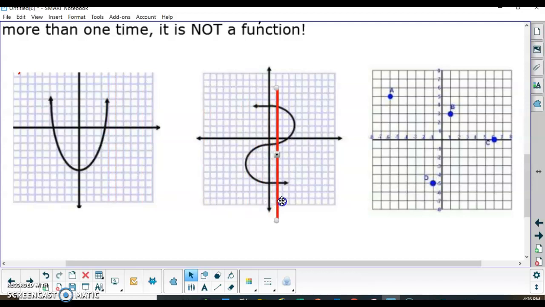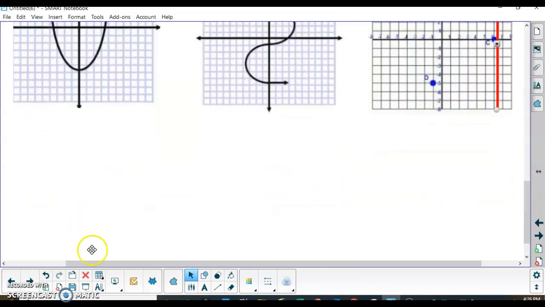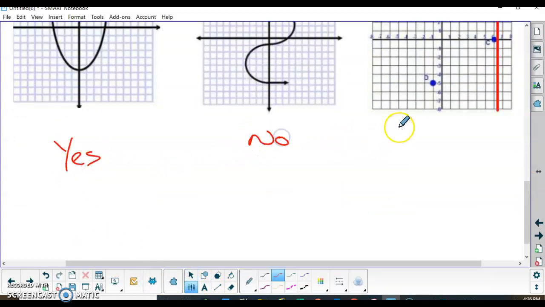Let's look at this one. Oh, that fails. Look, it hits at 3 different places. That is not a function. Now, over here, we could do it with points, and you only hit 1 point at a time. If I drag this across and I hit 2 points, it would not be a function. So, the first one here is yes, a function. This one's no, and this one is yes, it is a function.